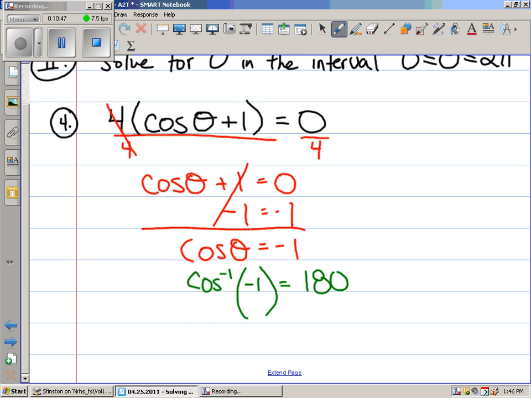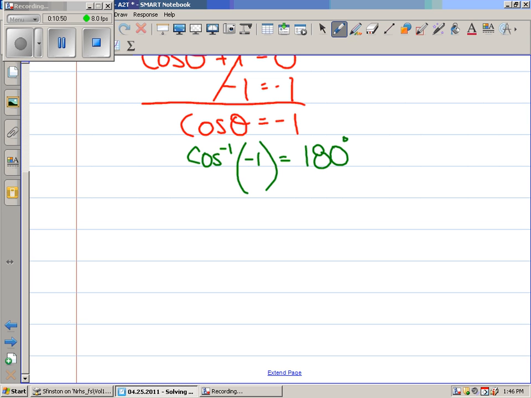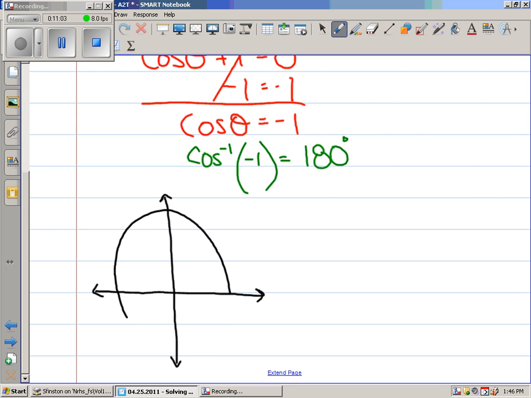Yeah, 180 degrees. Now, is that the only answer? Let's find out. So we draw it up. There's no triangle that has 180 degrees, so that means it must fall on one of the edges of the unit circle. 180 degrees drops me off over here, and at this spot right here, that's the coordinate negative 1, 0. Remember, the unit circle is a circle with a radius of 1 centered at the origin.